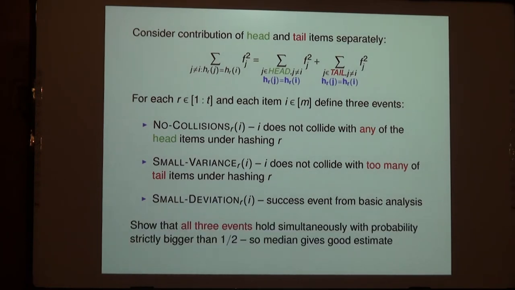So what we'll show is that all these three events hold simultaneously with probability strictly better than 2/3 by some constant margin. And because of that, if we take log n repetitions and take the median estimate, the median will be good with high probability. That's the logic. Any questions on the grand plan?